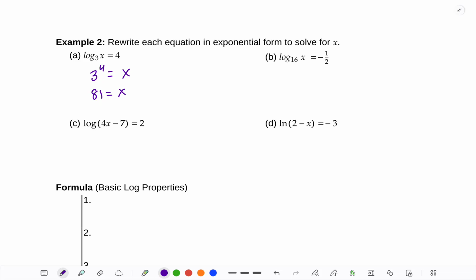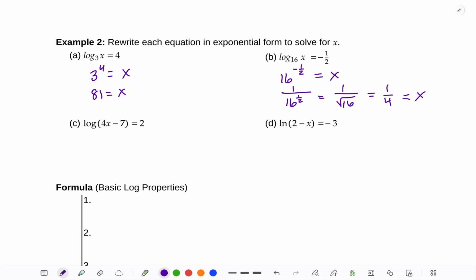B, log base 16 of x equals negative 1/2. That's the same thing as 16 to the negative 1/2 is equal to x, which is 1 over 16 to the half, which is 1 over the square root of 16, which is 1/4. So x equals 1/4.